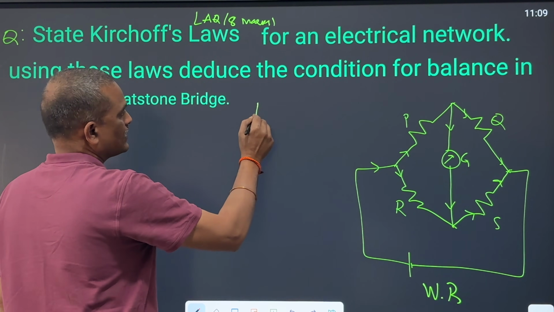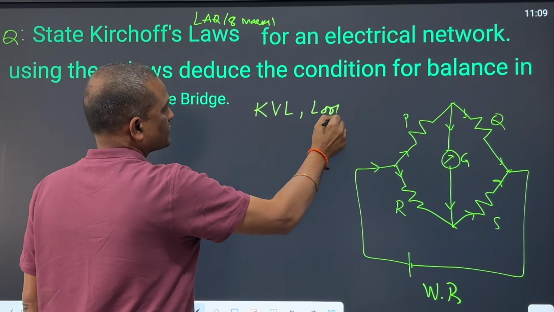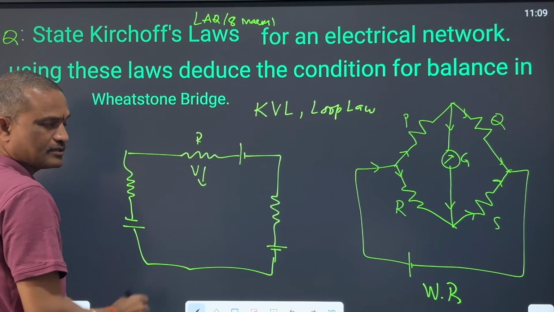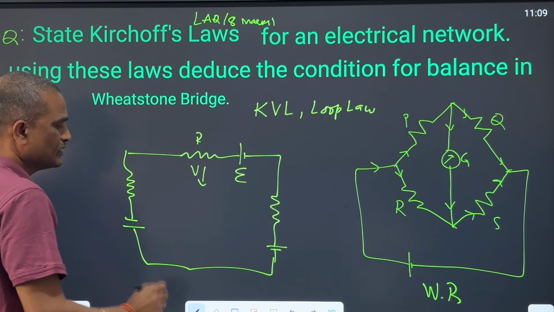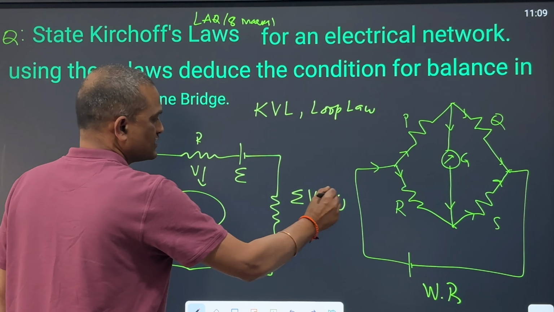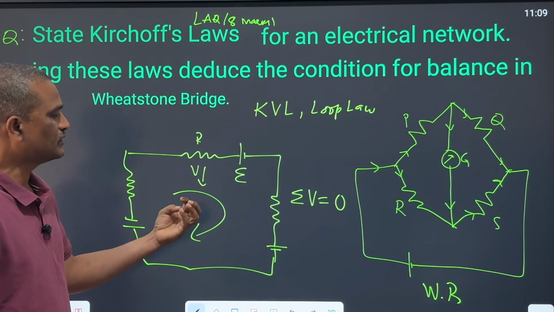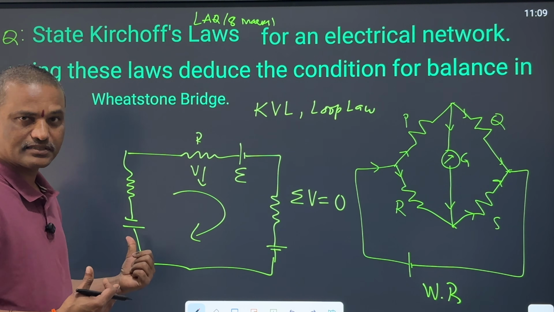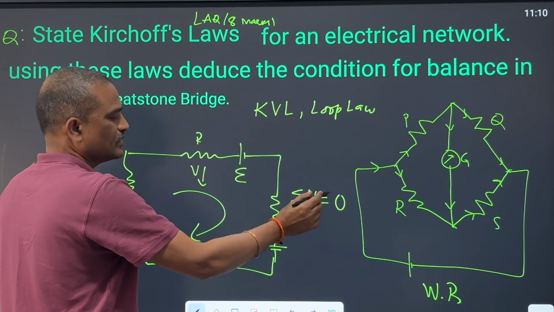Kirchhoff's second law. It is also known as Kirchhoff's voltage law, or it is also known as loop law. In this, we take a loop. Our voltage drops are across the resistors and voltage sources are nothing but the EMFs of the cells. So in a given loop, the algebraic sum of voltages is 0. It is nothing but the amount of voltage drop is equal to the amount of EMF supplied by the electric cells. In a given closed loop, the algebraic sum of voltages is 0.